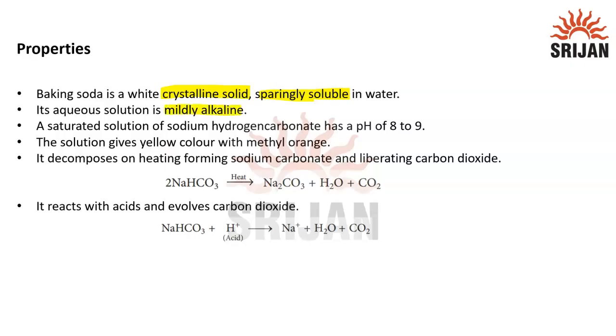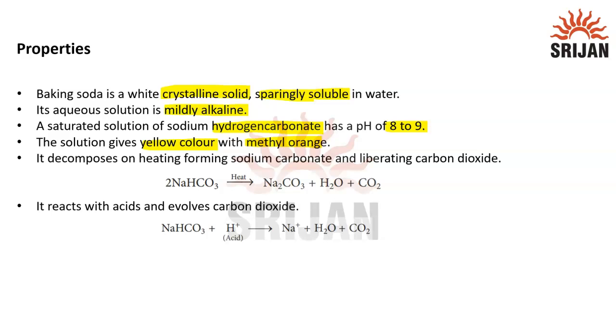Its aqueous solution is mildly alkaline, means whenever we dissolve it in water, we get a mildly alkaline solution, because it is the salt of carbonic acid and NaOH. So that's why we get an alkaline solution. A saturated solution of sodium hydrogen carbonate has a pH of 8 to 9, which is an alkaline or basic pH because it is more than 7, and also a bit alkaline, not very strongly alkaline. It is mildly alkaline. The solution gives yellow color with methyl orange because of the alkaline nature.